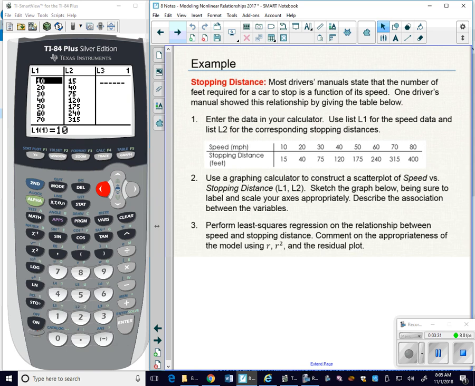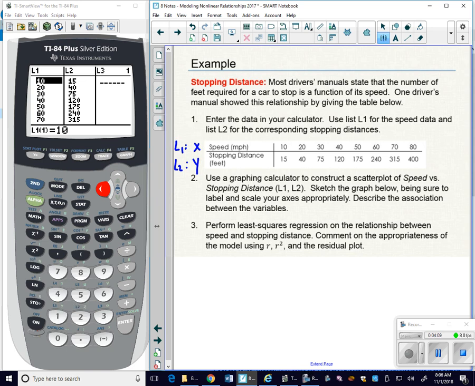So what I'm asking you to do, you might have to pause the video for a second, is to enter the data into list 1 and list 2 of your calculator. So we're letting speed represent our explanatory variable, so we'll call that x, and I'd like you to go ahead and put that in list 1. And then the stopping distance will be our response variable, y, so I'm going to go ahead and define them now, and I'd like you to go ahead and enter those values into list 2. And then what I would like you to do is sketch the graph. So produce a scatter plot, sketch the graph. Be sure to label and scale your axes appropriately. Describe the association between the variables, just like you did on the last test.